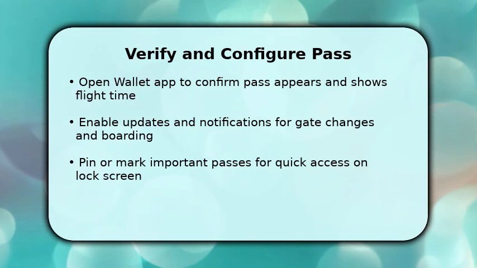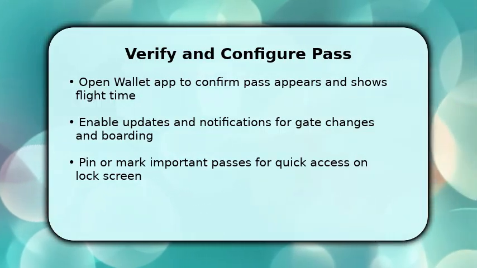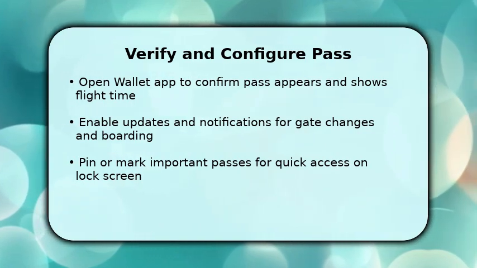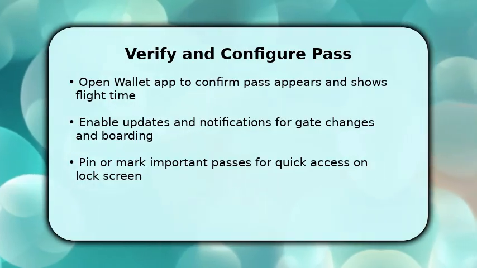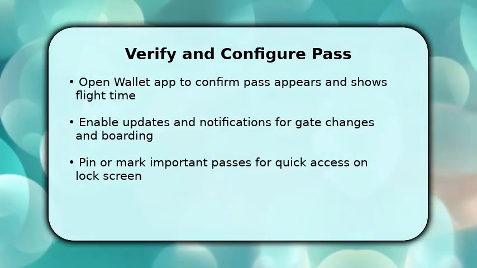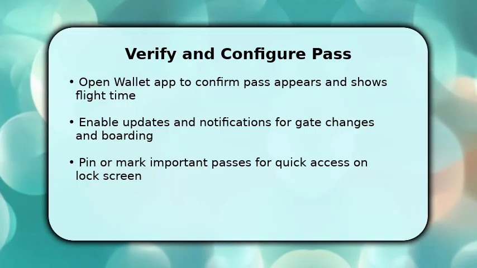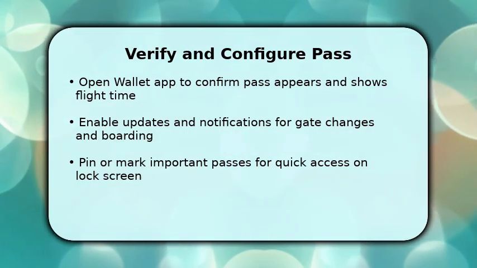Once the pass is in Wallet, open the Wallet app to verify flight number, date, and time. You want accuracy. If the airline supports updates, allow notifications so gate and boarding changes push to your pass. Make sure location or time-based automatic presentation is enabled so the pass appears on your lock screen at the airport. This saves fumbling. You can also move the pass to the front for quick access when boarding starts.